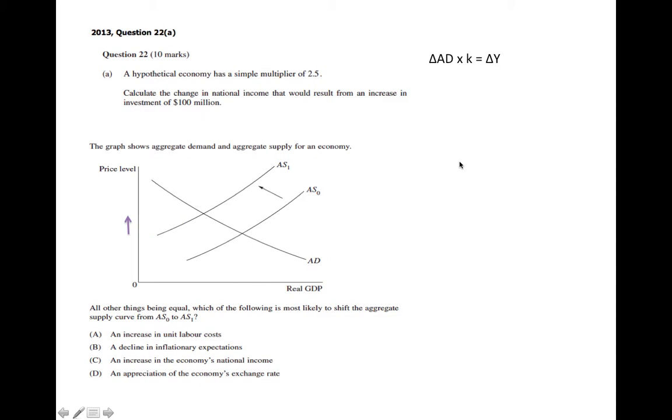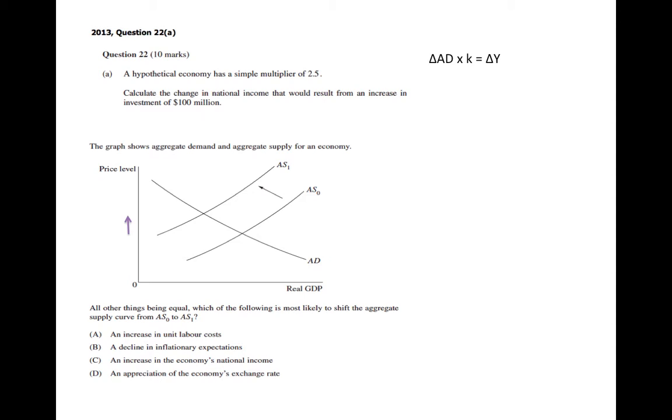Okay, let's have a look at this one. Pretty easy one. Some of them are easy and some of them require you to fiddle around and swap bits and pieces in the equation. Okay, so let's look at this one. A hypothetical economy has a simple multiplier of 2.5. Calculate the change in national income that would result from an increase in investment of 100 mil.